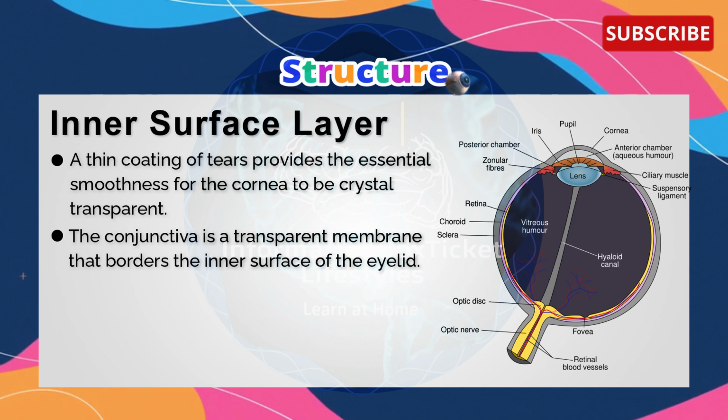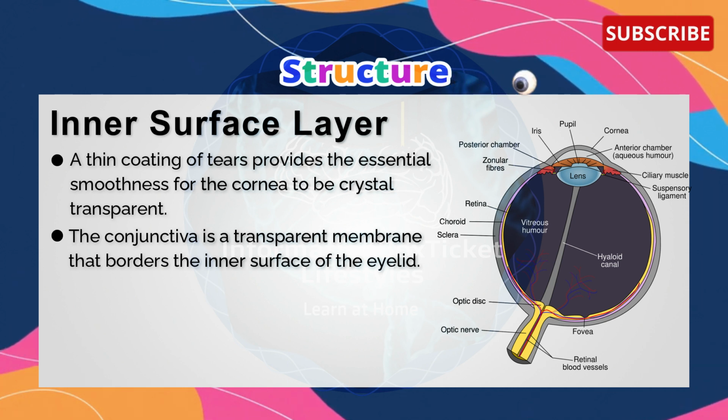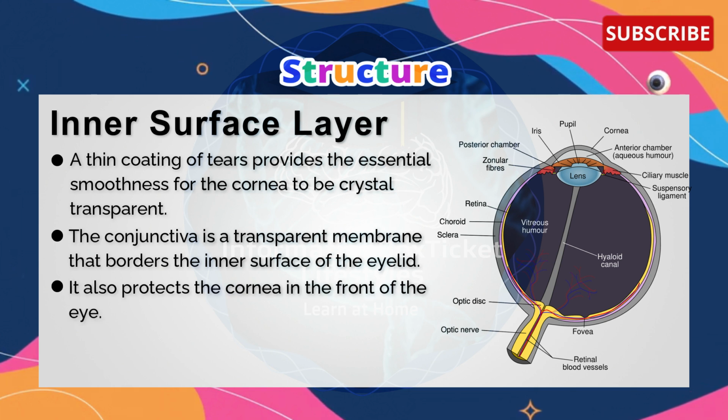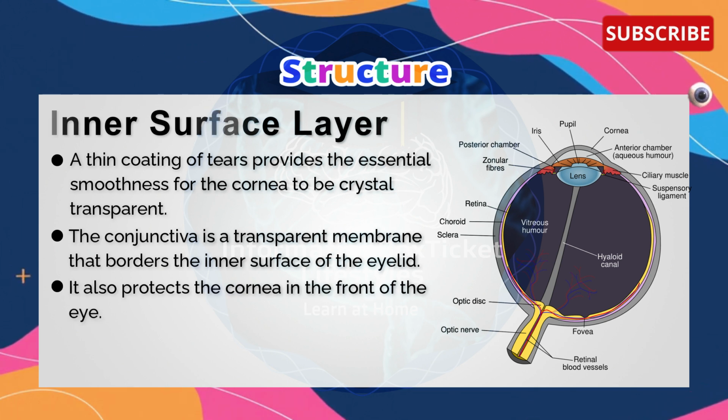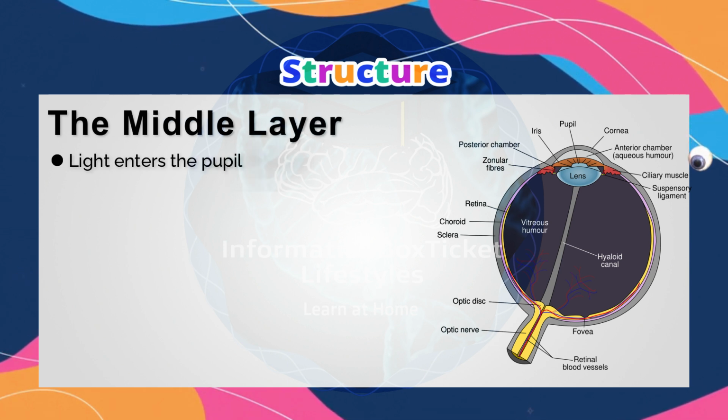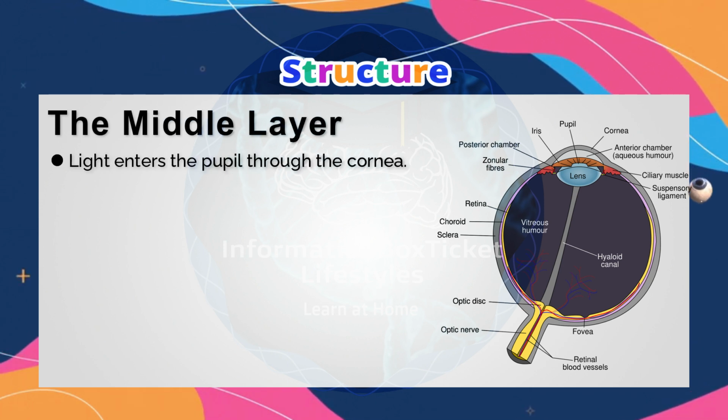The conjunctiva is a transparent membrane that borders the inner surface of the eyelid. It also protects the cornea in the front of the eye. Next layer is the middle layer. Light enters the pupil through the cornea.